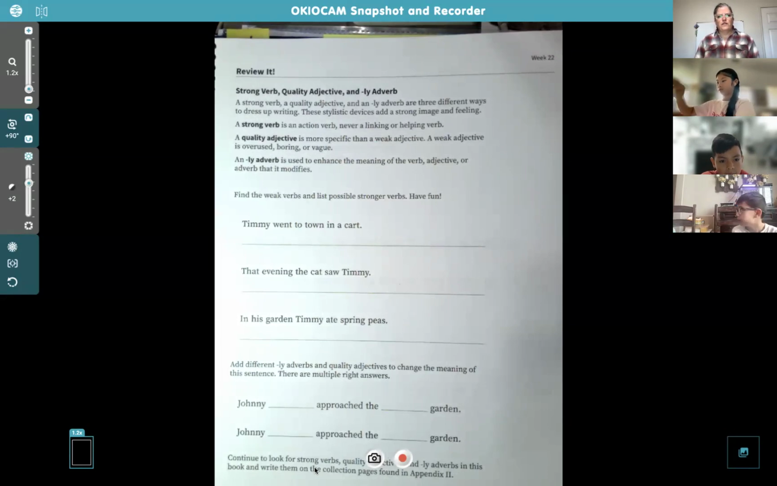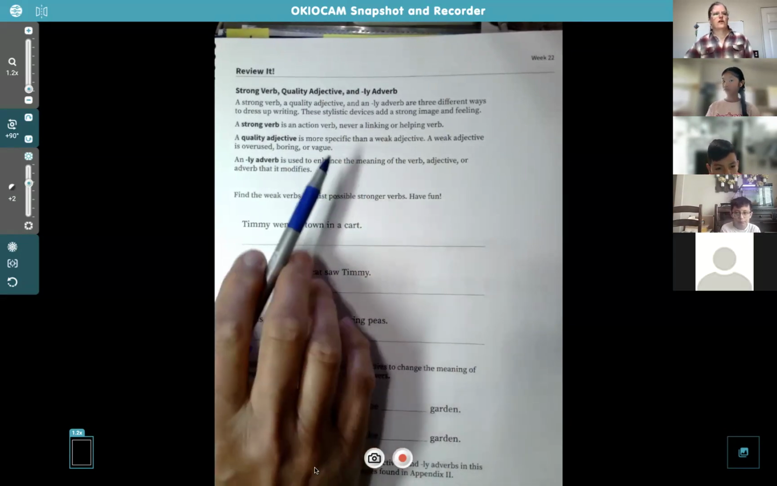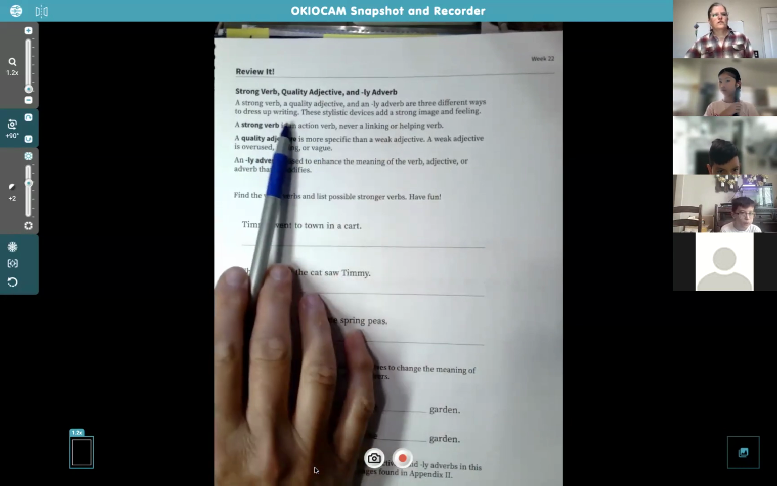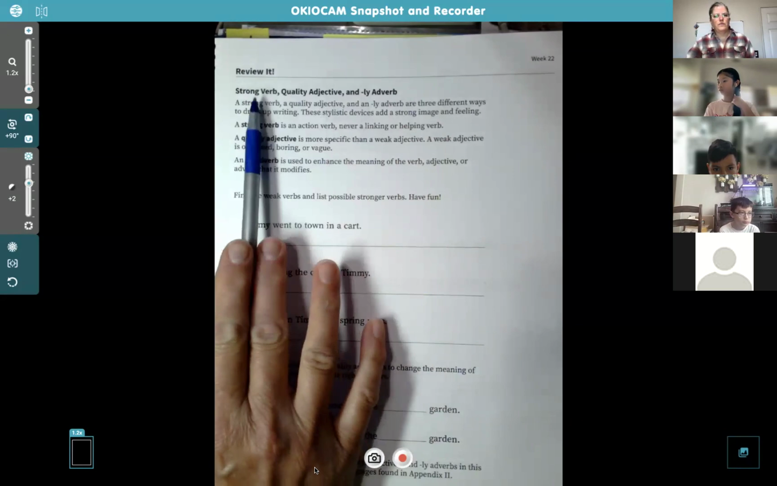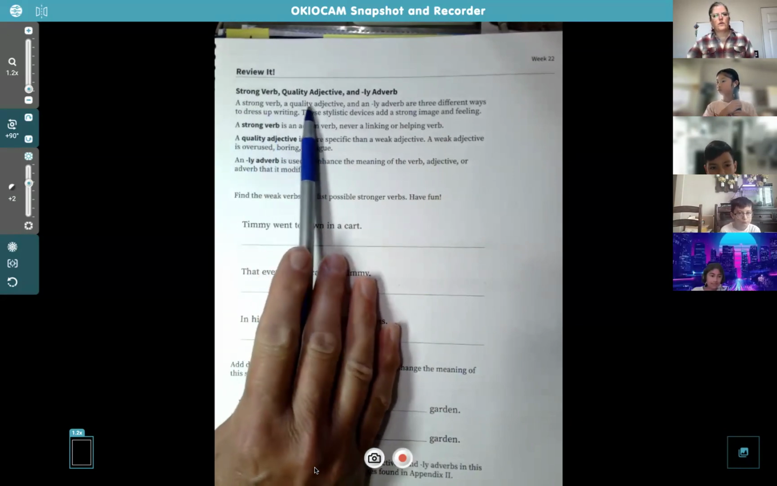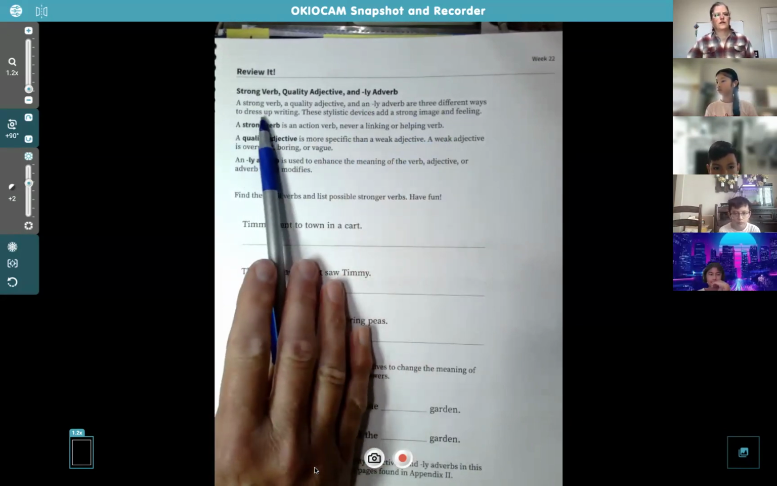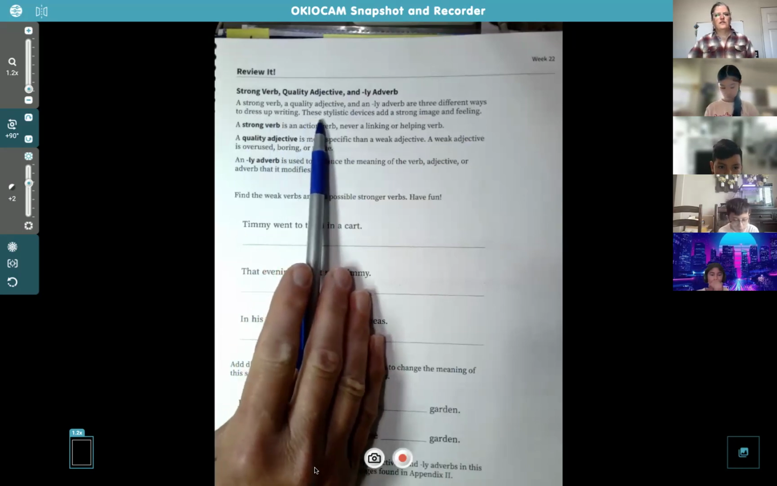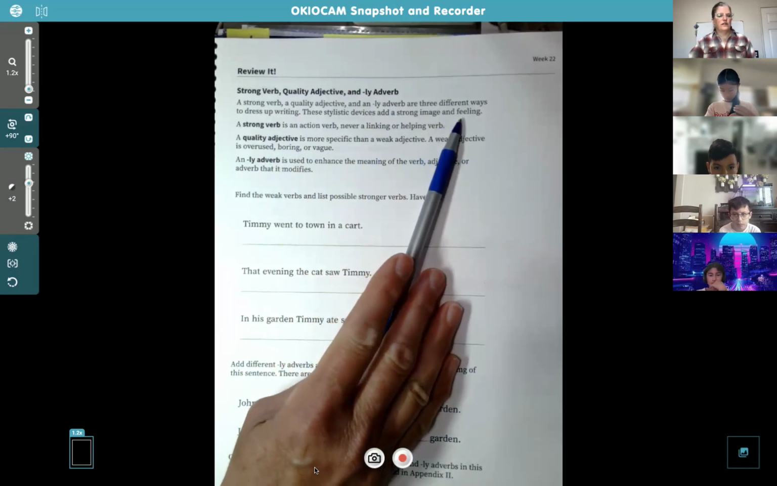And we're talking about the strong verb, quality adjective, and ly adverb. It sounds like our checklist, honestly. That's what we're talking about today. These are all on your checklist. So we're just defining those even though you know what they are already. But just to remind you, a strong verb, a quality adjective, and an ly adverb are three different ways to dress up writing. These stylistic devices add a strong image and feeling.